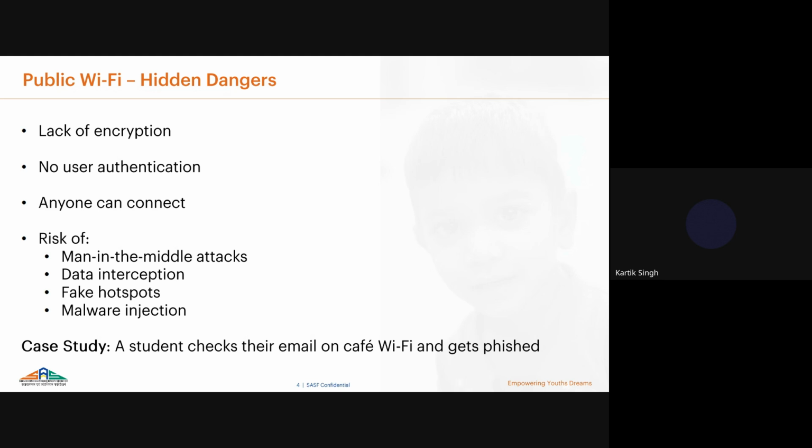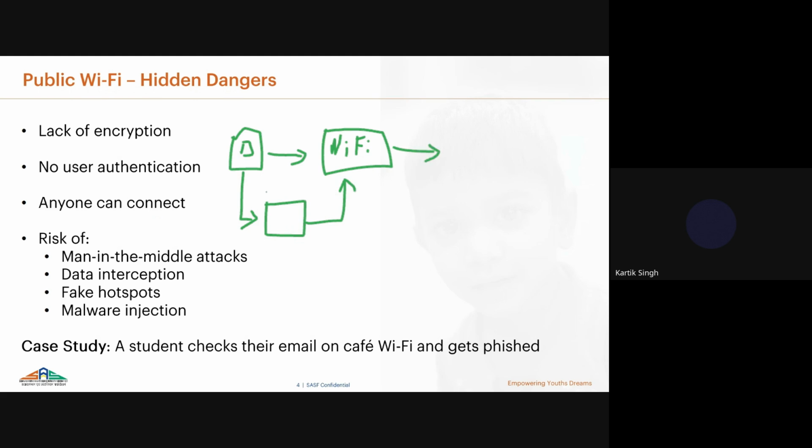A man-in-the-middle attack is basically this: this is your device, and this is your public Wi-Fi. So if you are connected to the Wi-Fi from this device, what a man-in-the-middle attack does is that the network data will be passing through another computer, and then it will go to the Wi-Fi, and then it will pass on to the internet. So that is how a man-in-the-middle attack works.